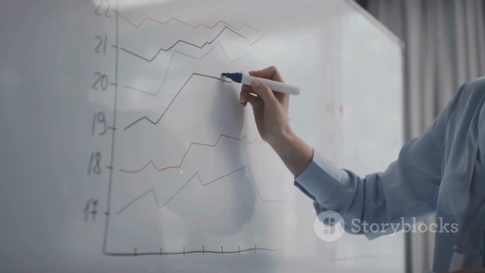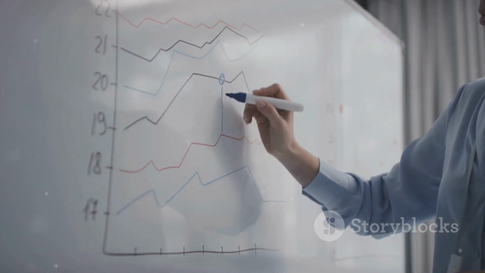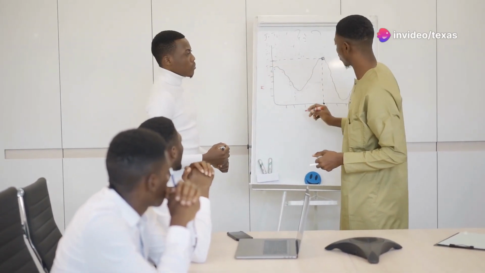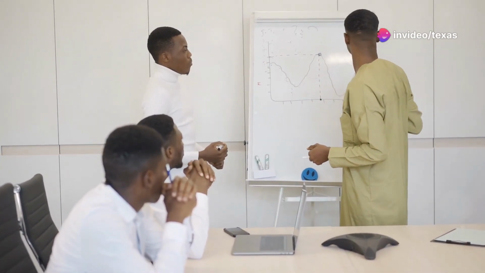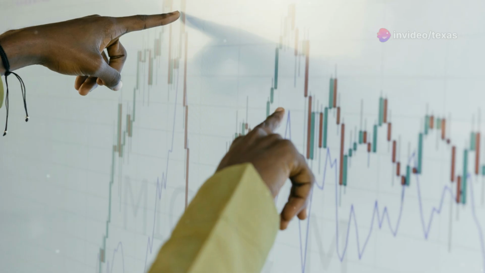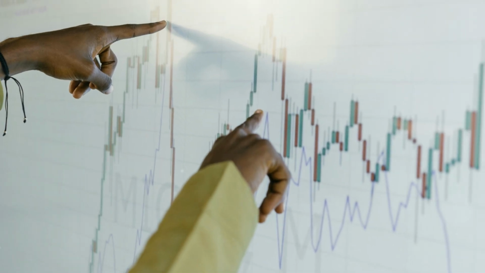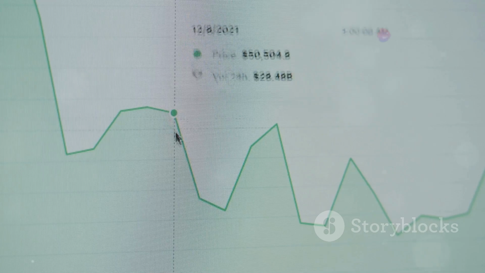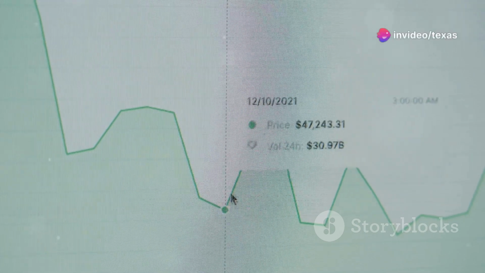Section 10. Equilibrium in the AD-AS model. Equilibrium in the aggregate demand, or AD, and aggregate supply, or AS, model occurs where the AD curve intersects the AS curve. At this point, the quantity of goods and services demanded equals the quantity supplied. This equilibrium determines the overall price level and real output in the economy.